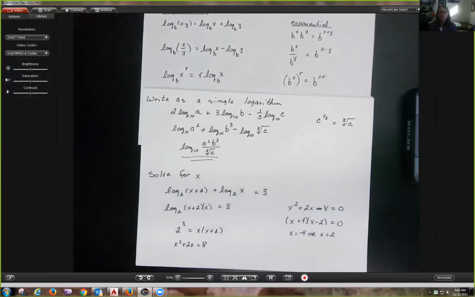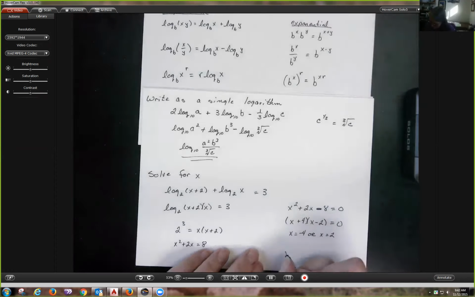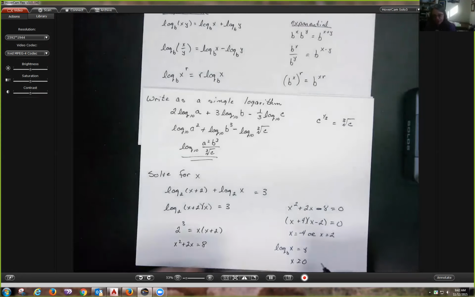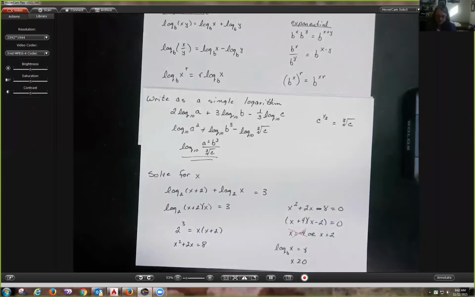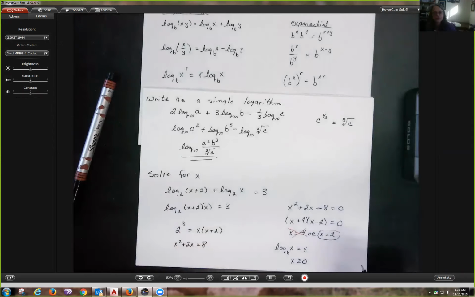But now remember, we talked about logarithms before. What was the domain of a logarithmic function? If you've got the log base b of x equals y, x must always be greater than 0. So just like in other applications we've seen, we have some extraneous solutions. The negative number is not in the domain, and so therefore x equals 2 is the solution to this equation.